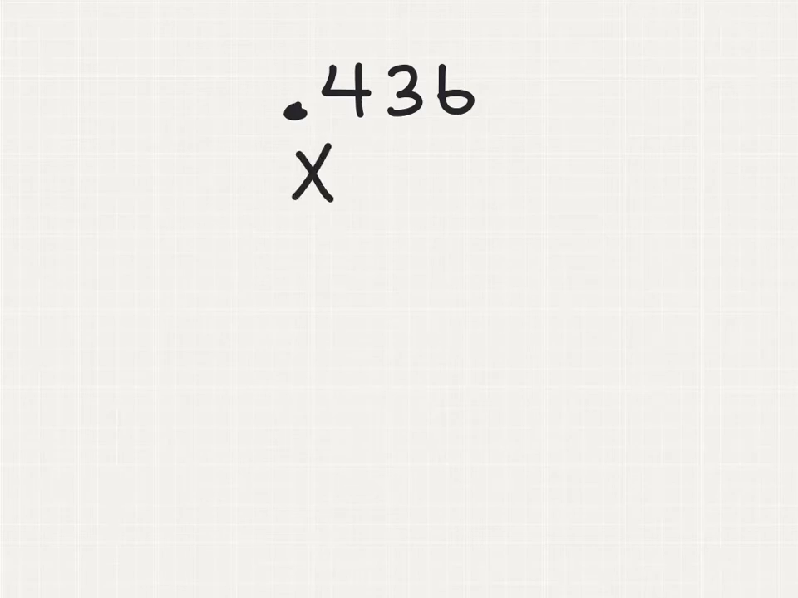What if we tried another example? What if I had 0.436, or 436 thousandths, and I would multiply that by 2.03.